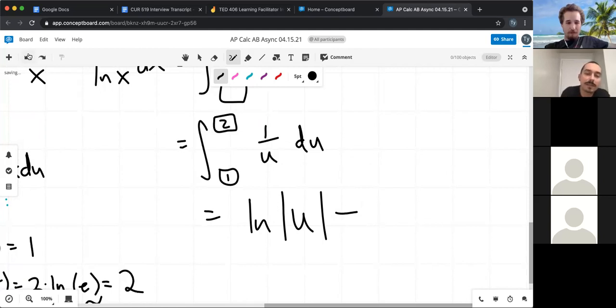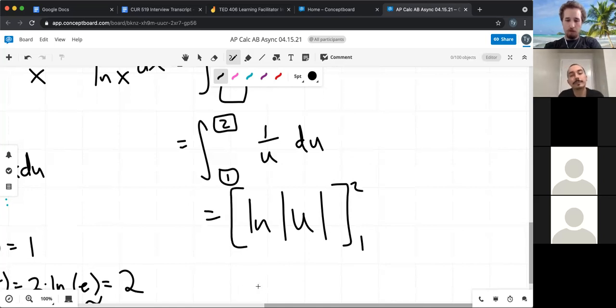We don't have plus c. I made a mistake. Because this is a definite integral, we don't need plus c. That is for indefinite integrals. Instead, we are evaluating this stuff when u is equal to 1 and u is equal to 2.